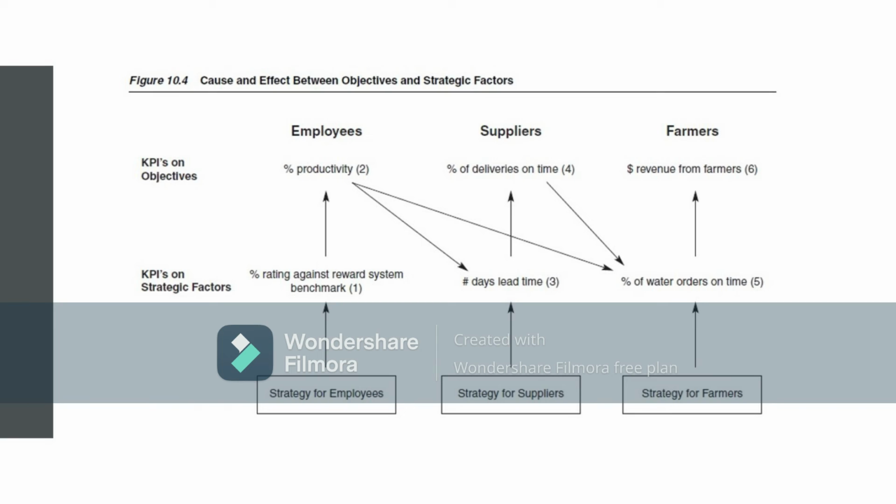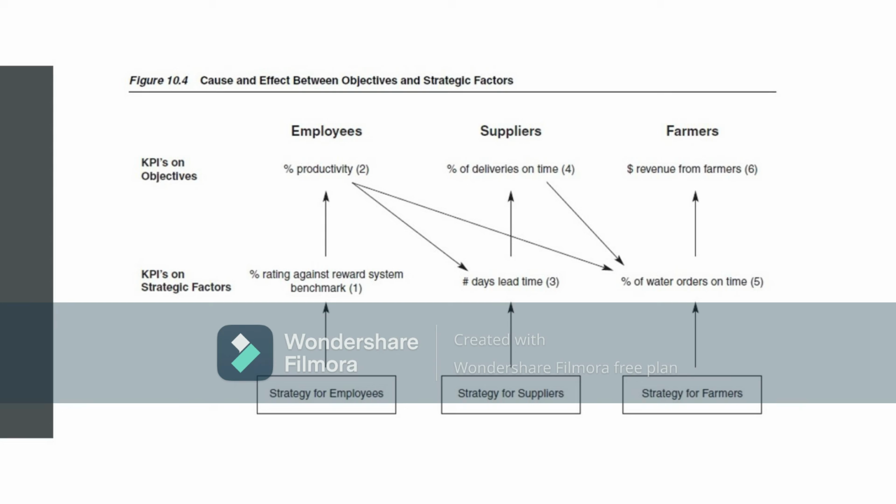Strategy for them drives KPIs on strategic factors, for example, percentage rating against reward system benchmark. In turn, the KPIs on strategic factors drive the KPIs on objectives, for example, percentage productivity. Now, number 2.